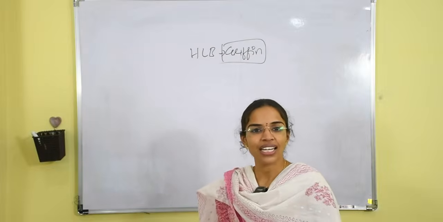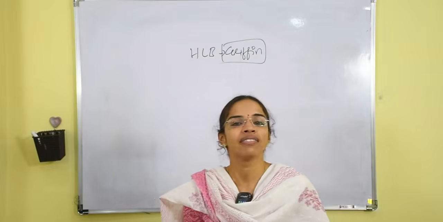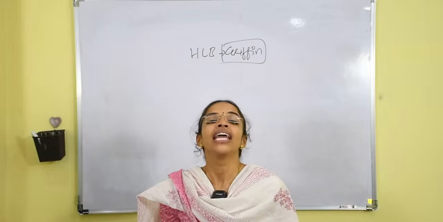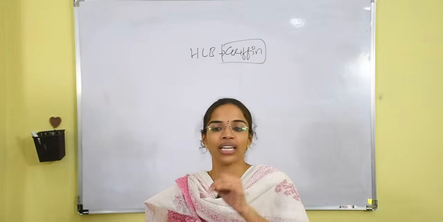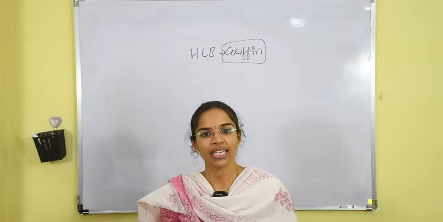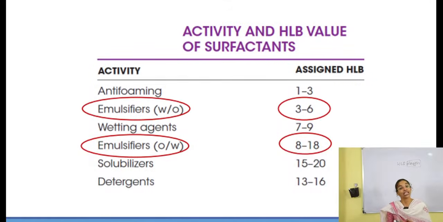So 1 to 3 is anti-foaming agents. If the HLB range is 3 to 6, it is water in oil emulsifying agents. 7 to 9 is wetting agent, 8 to 18 is emulsifying agent, that is oil in water emulsifying agents. 15 to 20 is solubilizers and 13 to 16 falls as detergents.